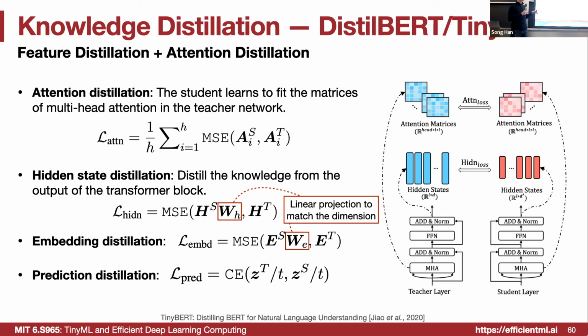Hidden states. Right? And distill the knowledge from the output of the transformer block. Although the student may have a smaller dimension, therefore we need a linear projection to match the dimension before we insert the distillation loss. We can also distill the embedding, okay, very similar to the hidden state. And finally, we can insert distillation loss in the final prediction. So we can insert either in the hidden state or in the embedding or the final prediction across these 4 dimensions.